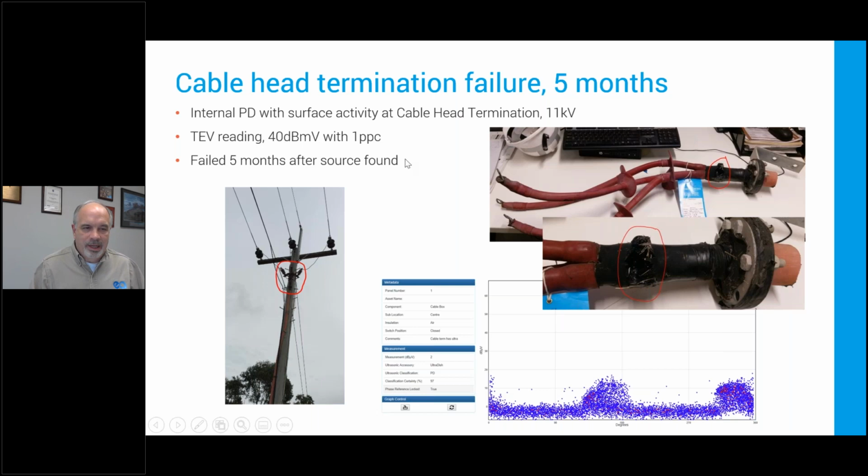So here's a cable termination up at the top of a cable. We've got our phase resolved plot. Really not very good work there. We got TEV, we got UHF, we got a variety of different things telling us there was a PD problem here. This was in Australia.